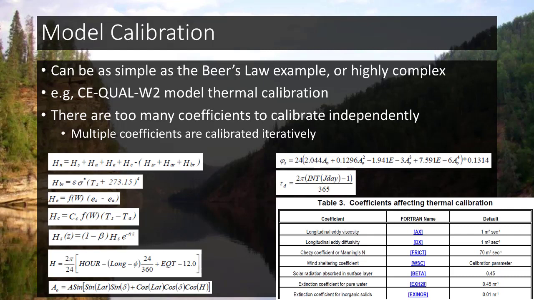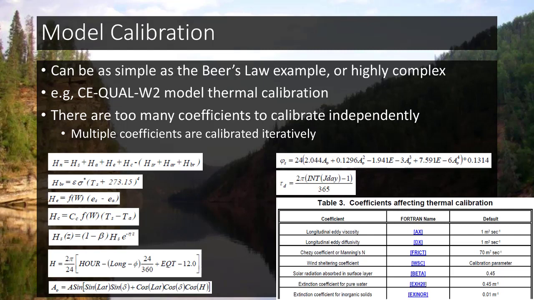So depending on how complex the model is, there may be multiple coefficients. And so referring back to this CE-QUAL-W2 model, which is the hydrodynamic model that breaks a river or lake into little tiny cubes. This is just one example of one part of the model. So this is the thermal heat exchange. And so the heat exchange is reliant on all of these different functions. Each of these functions has its own calibration coefficients. So when we go to calibrate the model, we really have a problem of many unknowns. And so we don't know any of those values.